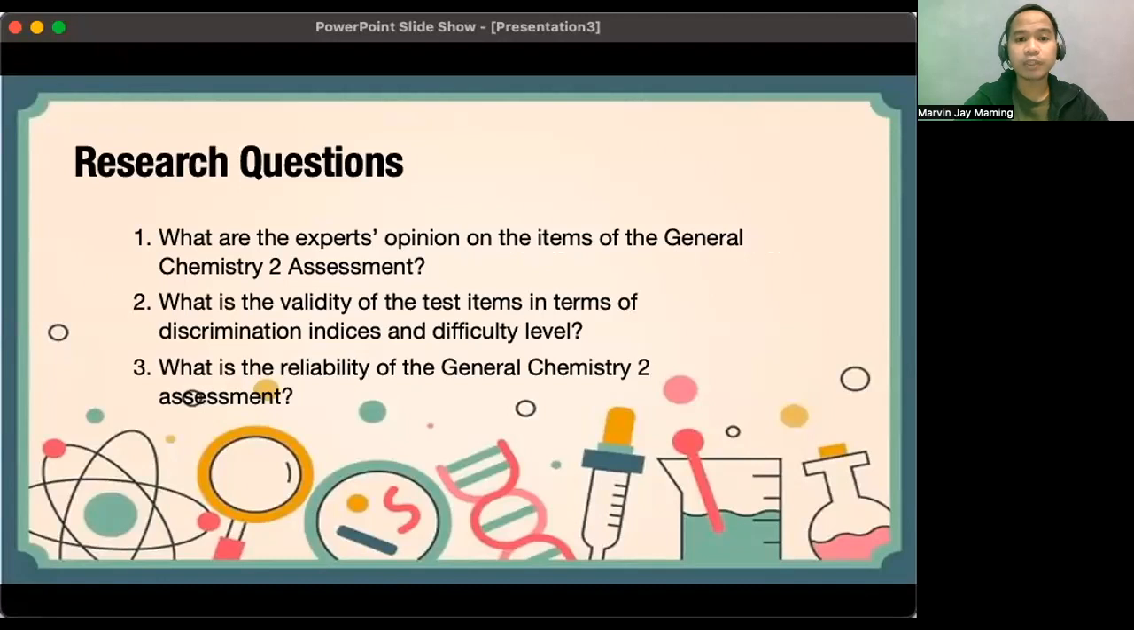First, what are the experts' opinion on the items of the General Chemistry 2 assessment? Second, what is the validity of the test items in terms of discrimination indices and the difficulty level? Third, what is the reliability of the General Chemistry 2 assessment?